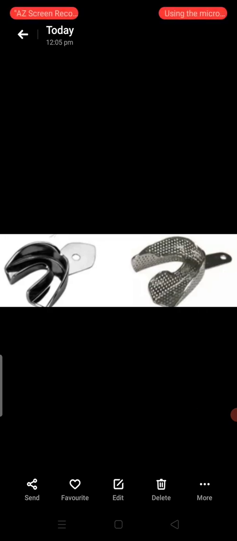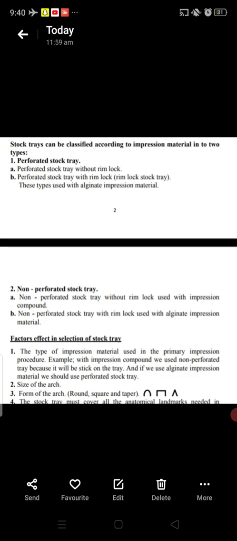Now look at this diagram. The first is the non-perforated stock tray. Second is the perforated stock tray. Now come to the perforated stock tray first. Perforated stock tray we again divide into two, A and B. Non-perforated stock tray we also divide into A and B. First, we divide the perforated stock tray into perforated stock tray without rim lock. Second is the perforated stock tray with rim lock.